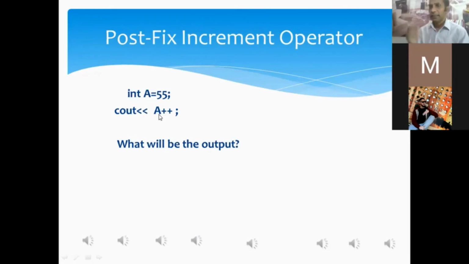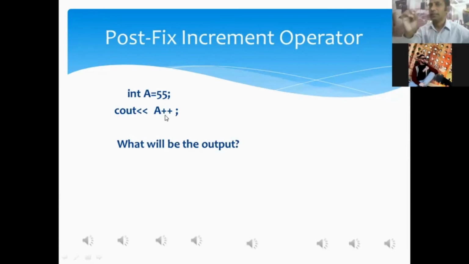What does the postfix increment operator do? First of all, the value of the variable will be used. It means that it will be displayed. And after that, the variable will be incremented by 1. Now, Mr. Ibrahim Bilal, cout A++. What will be done? First of all, whatever the value of A is, that will be displayed. Tell me, what is the value of A currently? 55. That will be displayed.